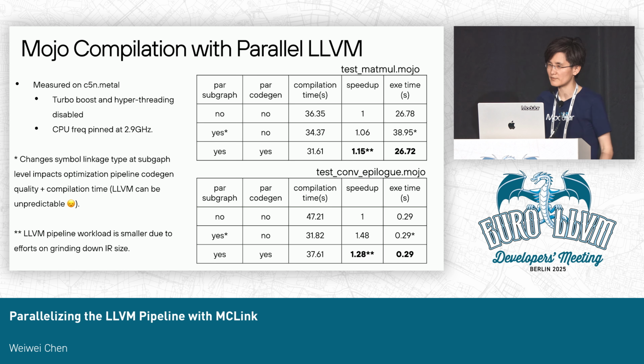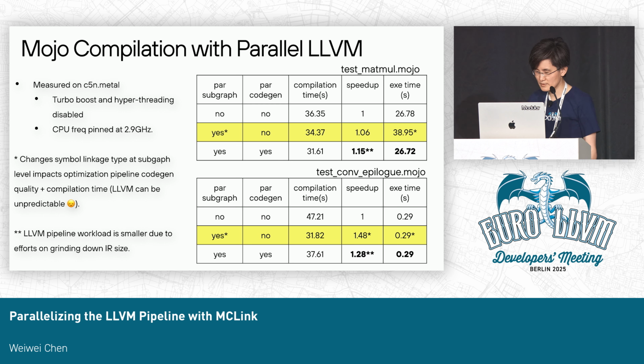I'm showing 3 sets of numbers here: without any parallelization, with only subgraph parallelization, and with both subgraph and function level parallelization. The good news is that with parallelization, we can improve the compilation time. For matmul, we get about 15% speed up, and for conv epilogue, we get about 30% speed up in terms of compilation time. And we don't sacrifice the generated code quality. You can see the execution time is still the same as if we don't have any parallelization.